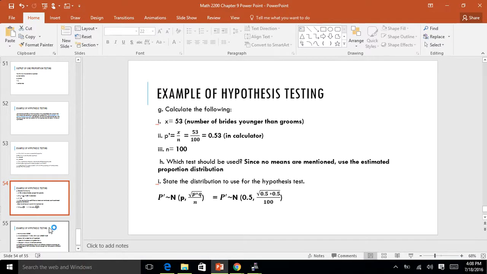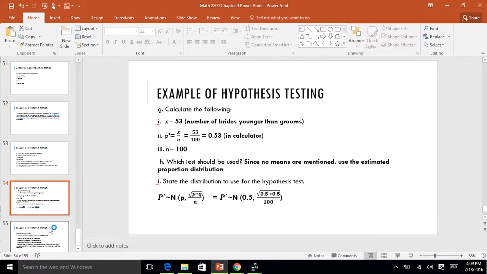So which test should we use? Since no mean was mentioned, we use the estimated proportion distribution because it's got all these percentages in it and no mean, so it's kind of an easier one to pick. So below you see the distribution, and it's P' tilde normal, where the mean is just the P, and then the standard deviation is the square root of P times Q over N.